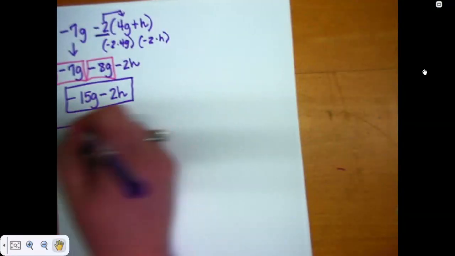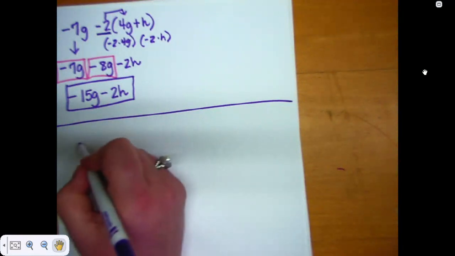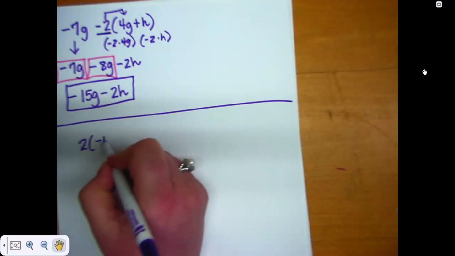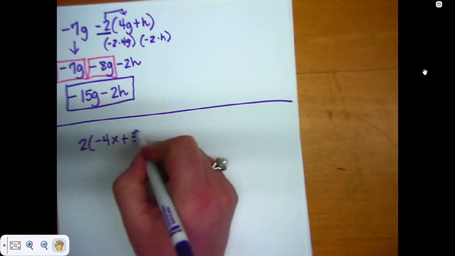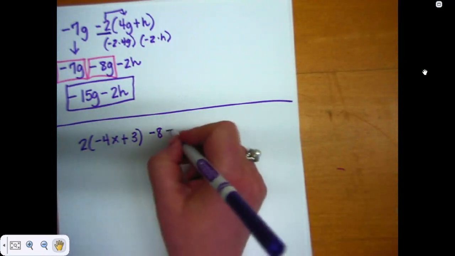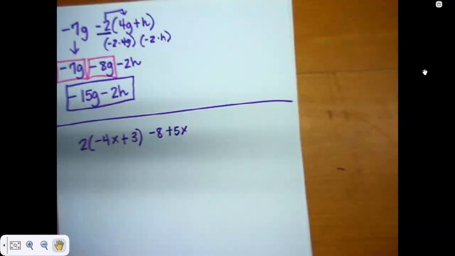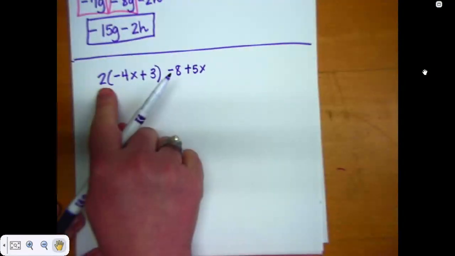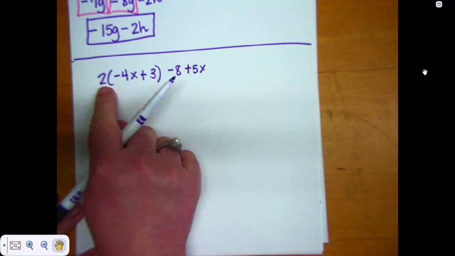Let's try another one. This time let's try 2 times negative 4x plus 3 minus 8 plus 5x. Okay? I want you to think, what should I distribute? So I see that this 2 is directly attached to these parentheses. So I'm going to distribute this 2.